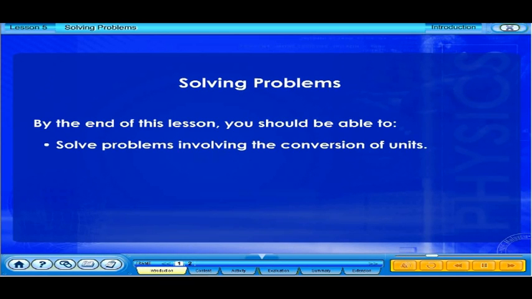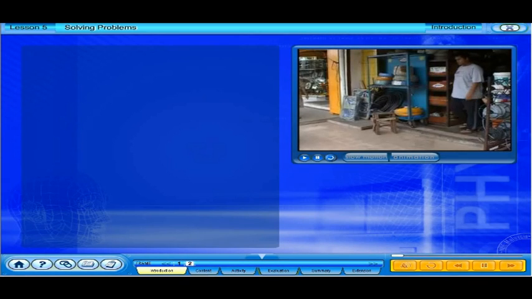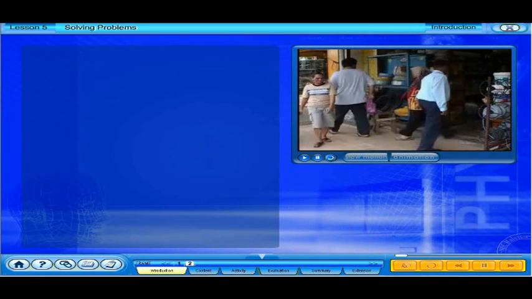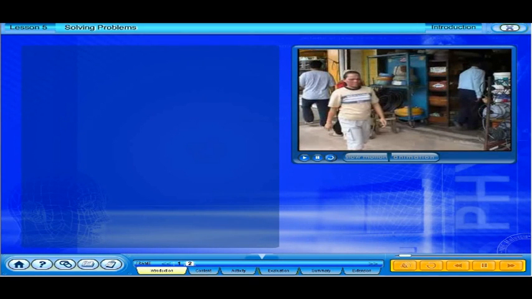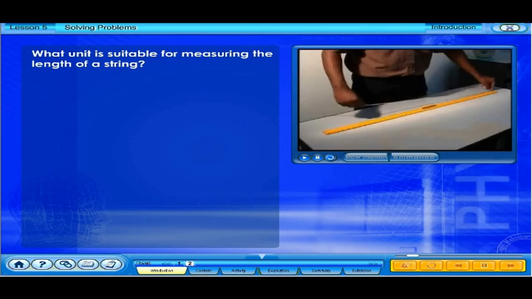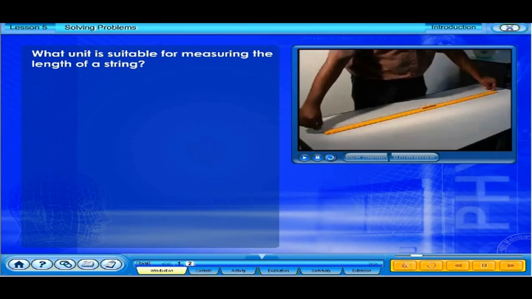By the end of this lesson, you should be able to solve problems involving the conversion of unit. A man wants to buy a kilogram of nails and 4 meters of string. What unit is suitable for measuring the length of a string?